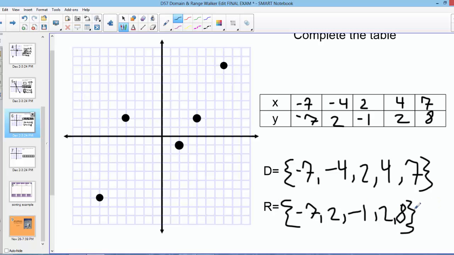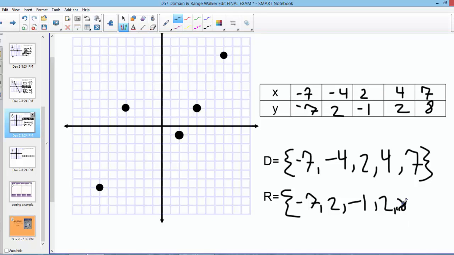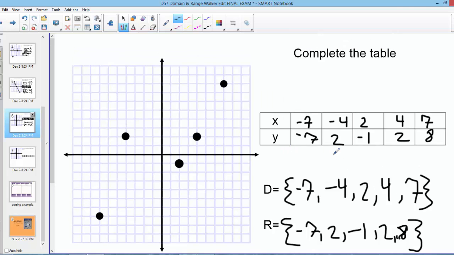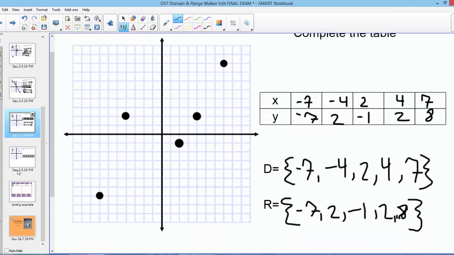Sorry, that's a really bad squiggly bracket. Let me erase that. Okay, fix that. Ooh, what just happened? Okay. There we go, that's better. That's a bad one. That's okay. So, we have found our domain and range. We've filled out our table.